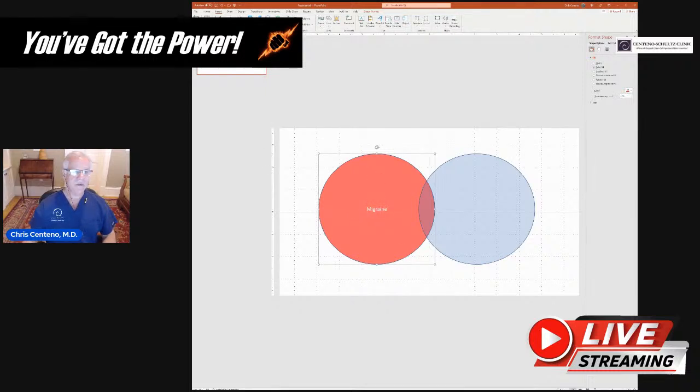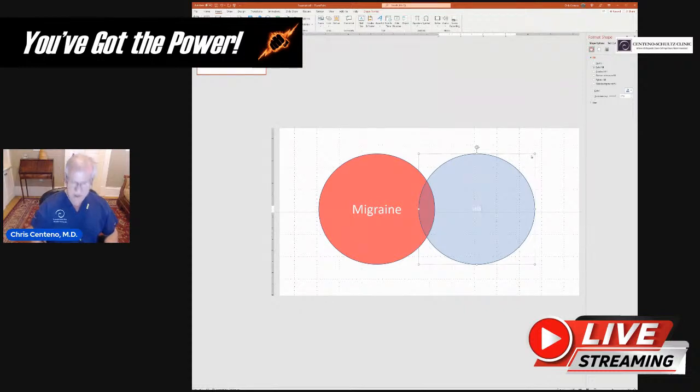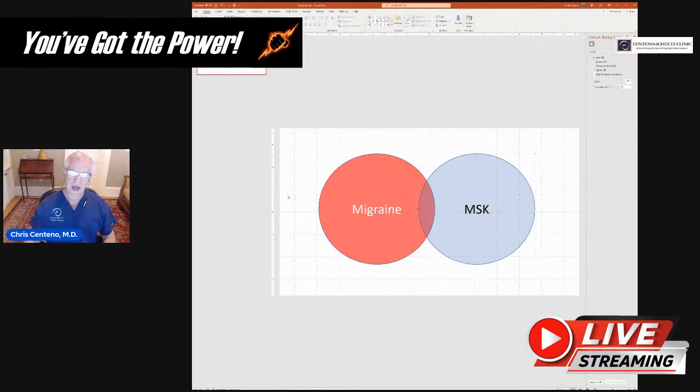So let's make that a little bigger so you guys can see it easily. Migraine headache. And on the right, we'll just call that one an MSK headache. What MSK headache in this context means is that there's some structure in the upper neck which is causing the patient to have headaches. Now, there's a little overlap between these two, but not much.